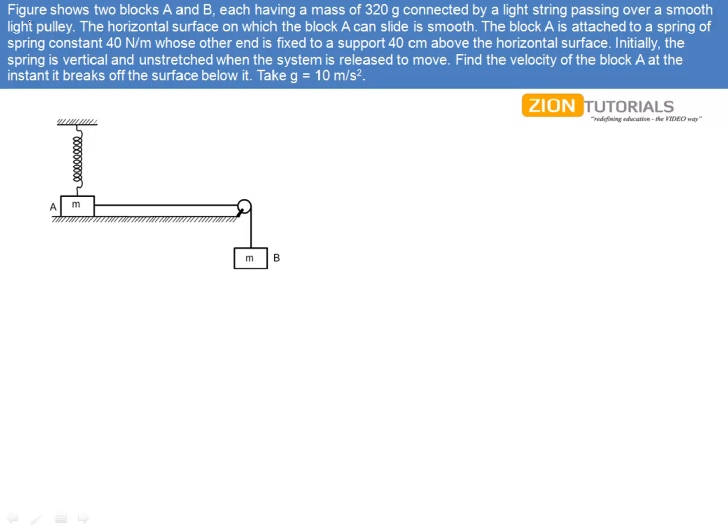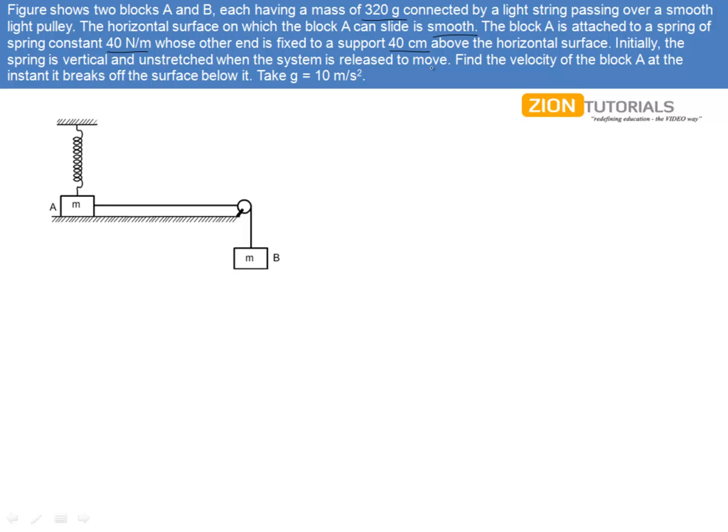As the question says, the figure shows two blocks A and B, each having a mass of 320 grams, connected by a light string passing over a smooth light pulley. The horizontal surface on which the block A can slide is smooth. The block A is attached to a spring of spring constant 40 Newton per meter, whose other end is fixed to a support 40 centimeters above the horizontal surface. Initially, the spring is vertical and unstretched.